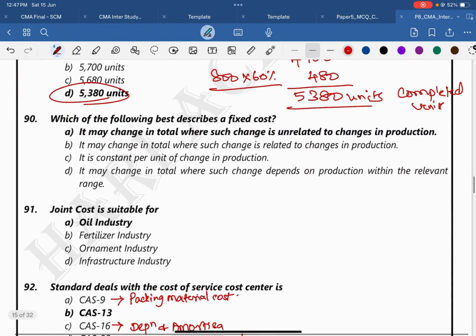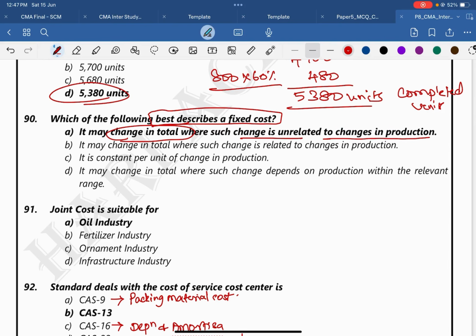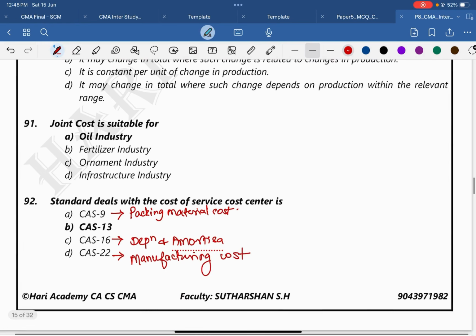Next, which one of the following best describes fixed cost? It may change in total, where such change is unrelated to changes in production. It will not affect that production purpose. Joint cost is suitable for the oil industry. In that, with a certain level of input, we divide it into crude oil, natural gas, everything in a step-by-step process. So it is an oil industry.